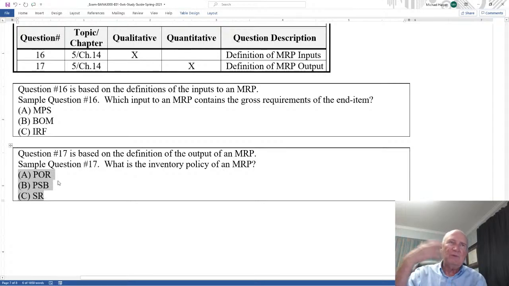I might say the planned order release row, the projected stock balance, the scheduled receipts, the gross requirements, inventory on hand. I will list a bunch of things. But this will be the question you will see. The answer is the planned order release row. The planned order releases, that's the inventory policy. And again, it's to identify what is the inventory policy of an MRP. Okay.